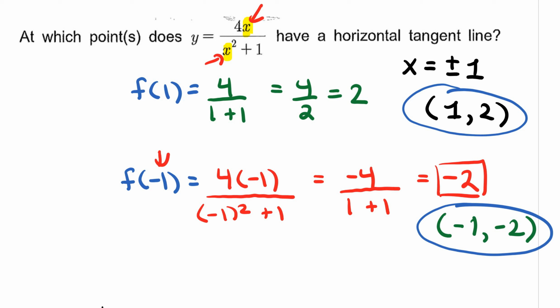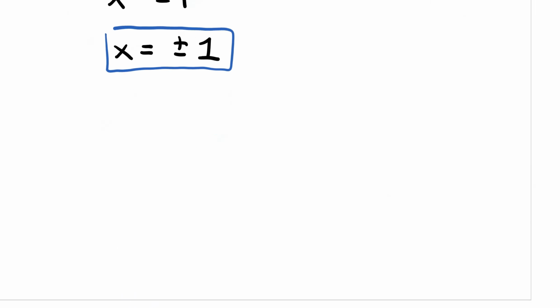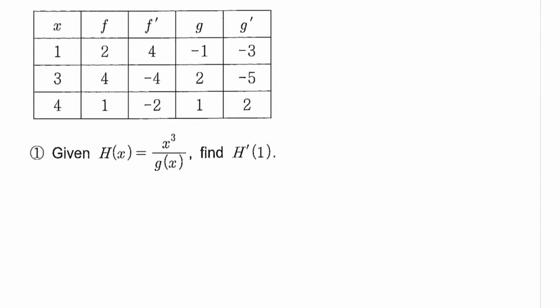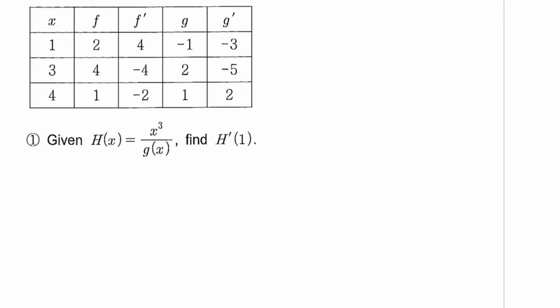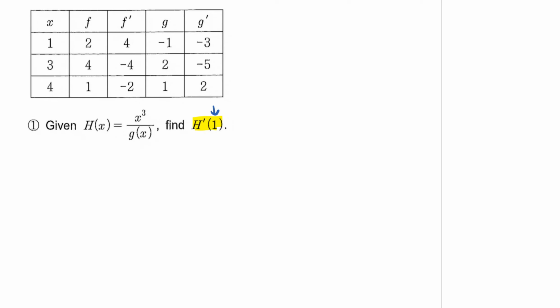All right, let's finish off with, I think we have some table questions now to finish off, right? Okay, so classic table questions here, and what we're going to do is we're going to take the derivative, and then after that, we're just going to plug in the x value that we're given, and in this case, it's going to be 1 here. Okay, so let me see if I can shrink this a little bit. So let's go ahead and find h prime of x.